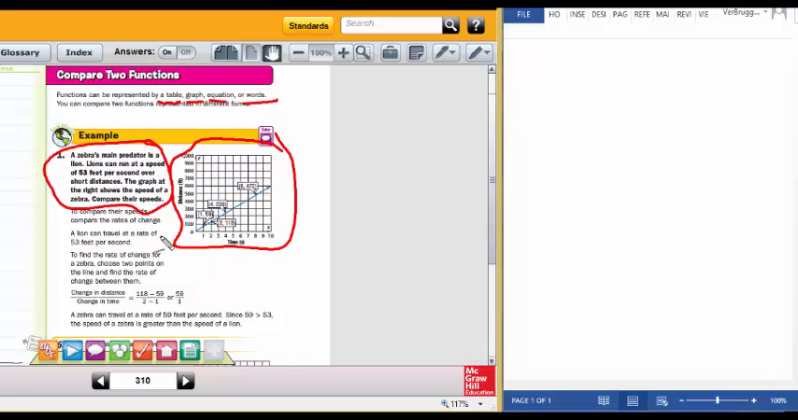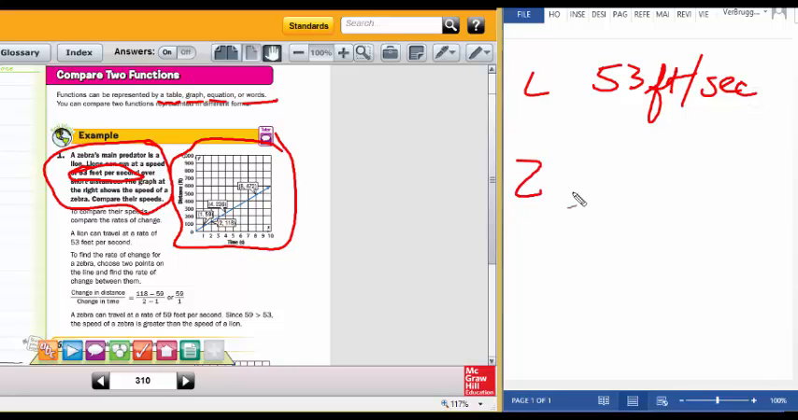You've done this before and this should be really easy to do. A zebra's main predator is a lion. Lions can run at a speed of 53 feet per second over short distances. The graph at the right shows the speed of a zebra. Compare their speeds. So we have a speed for the lion. The lion is 53 feet per second. So now we just want to figure out what the speed of a zebra is.